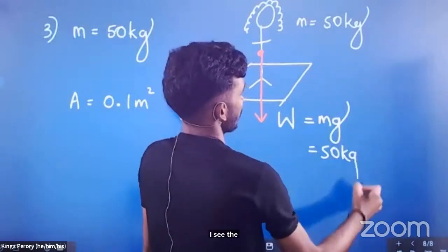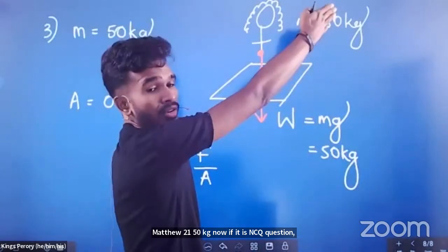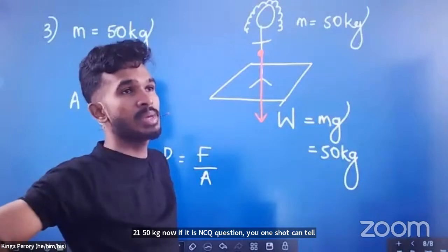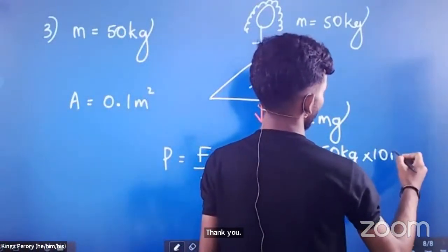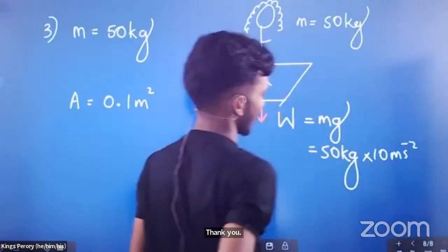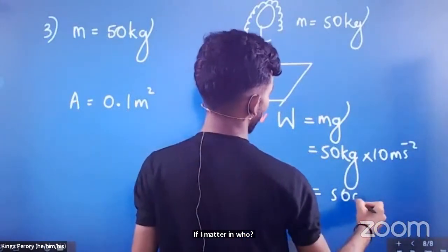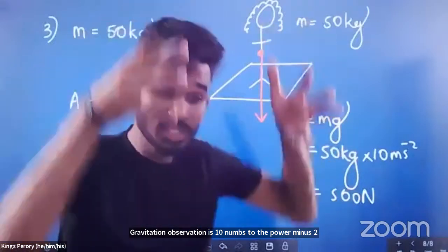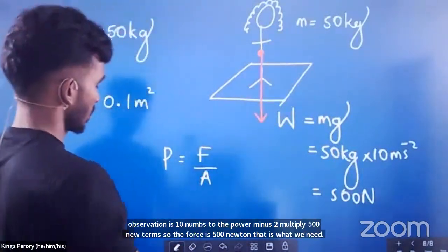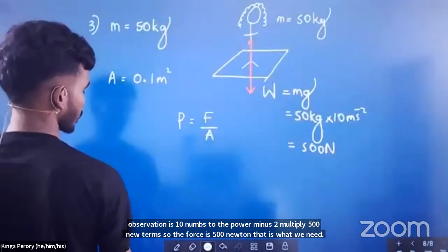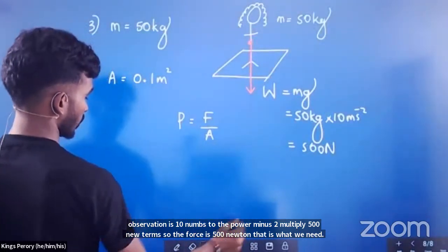Now, if it is an MCQ question, you can tell in one shot. 50 kg, how much is the weight? 500 Newton. In mathematics, gravitational acceleration is 10 m s to the power minus 2, multiplied by 50 gives 500 Newton. So the force is 500 Newton. That is what we need, not the mass. Now we have the force, 500 Newton. Now put it into the equation and get the answer.